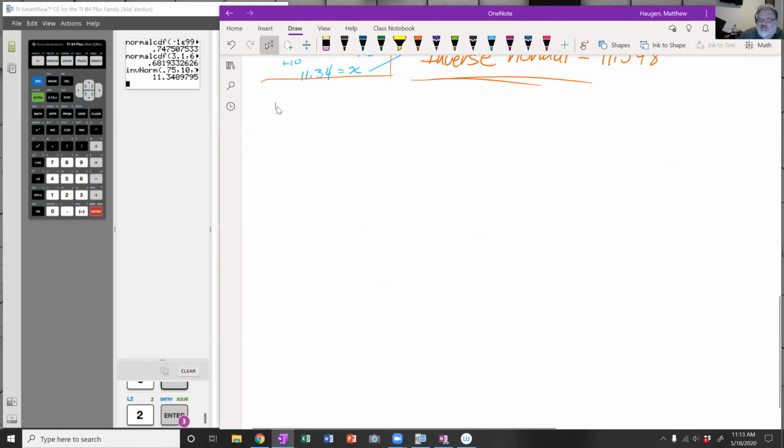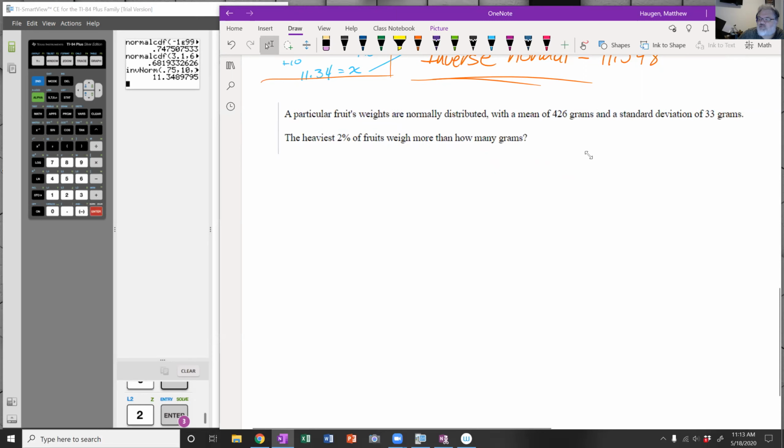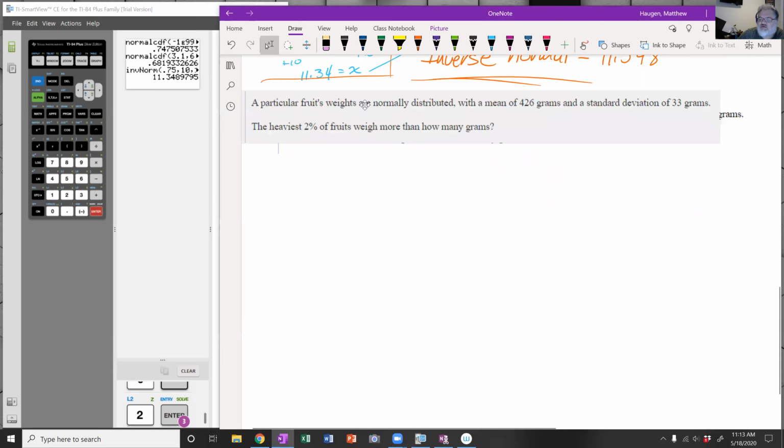So let's look at an application question. Read that question and try to decide how you'd approach it using these tools.